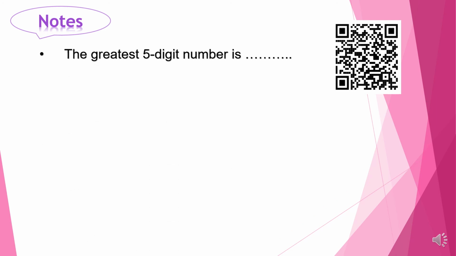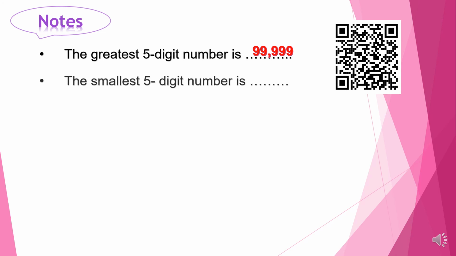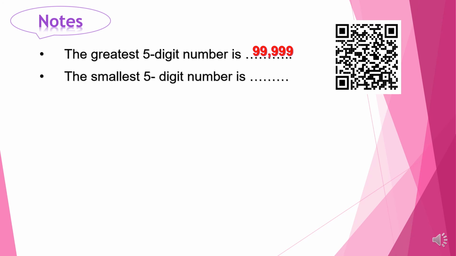Okay. We have some notes here. The first note, the greatest 5-digit number. We said before, when we say the greatest, it means we will put nines in our digits. So we have 5-digit numbers, so we have 5 nines. Okay, how to read this number? Start from the left, as we said. 99,999.